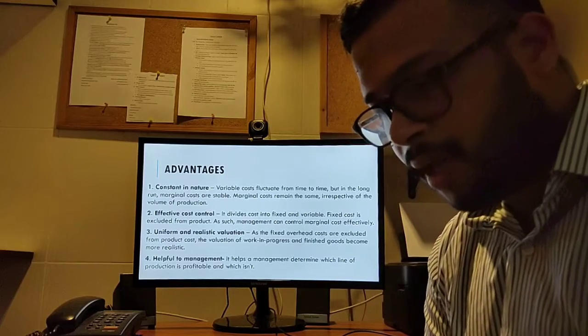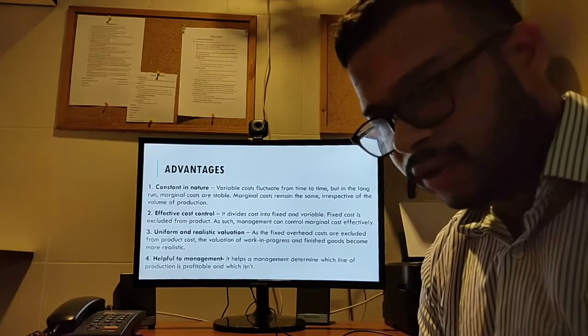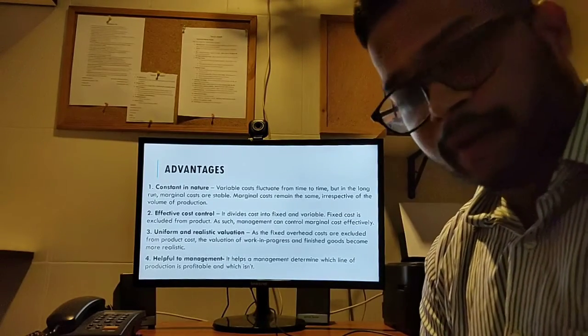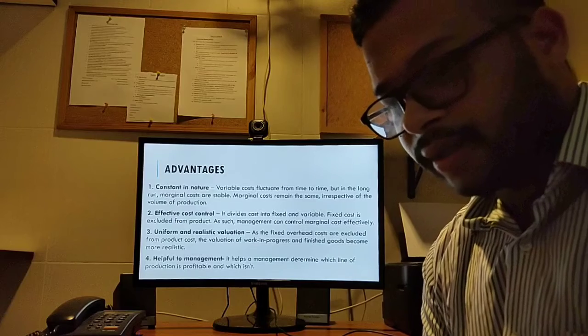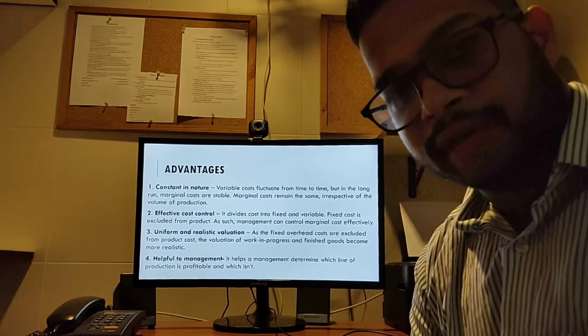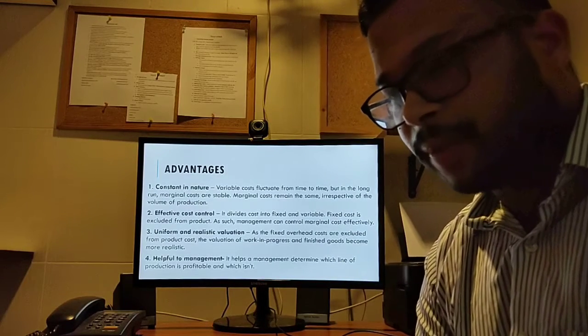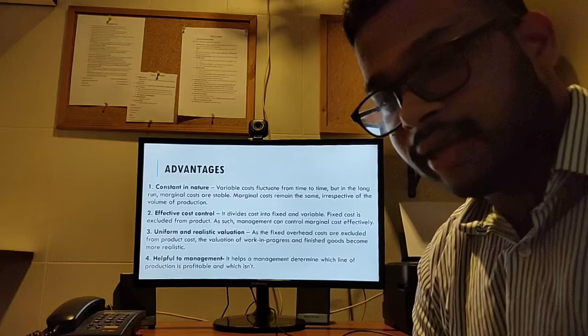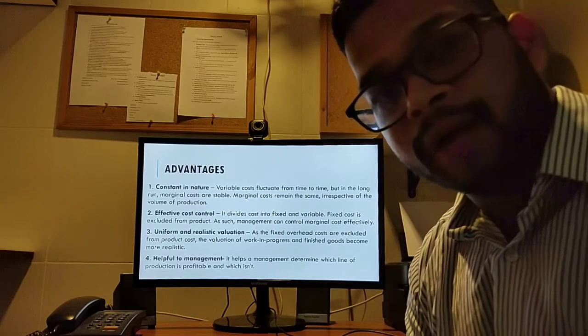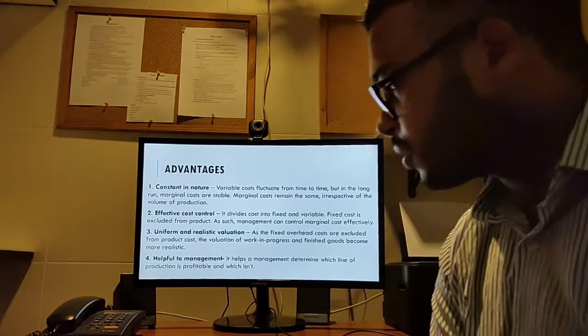Now that you have removed your fixed costs, your inventory cost consists of only the variable cost, and that makes it more realistic, because variable costs are the things that you incur in the short run more frequently as compared to your fixed costs.